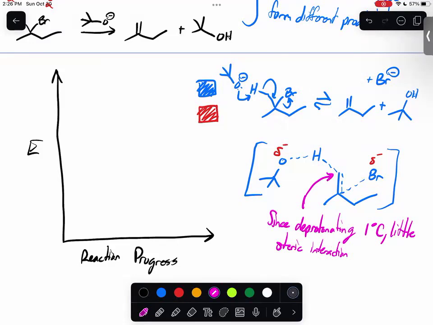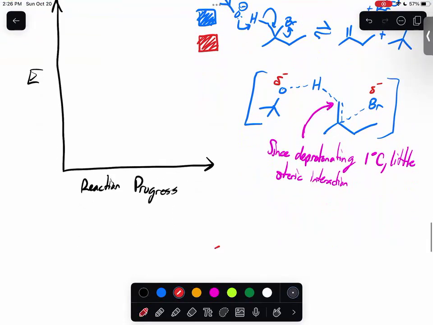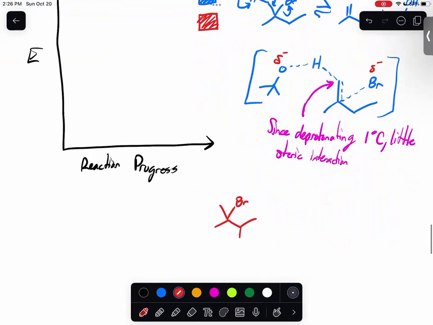Versus if we were to do our red reaction, which is if we tried to take that same bulky base, but instead deprotonate this secondary carbon, which would lead to our technically more stable alkene. What would that look like? Well, we would grab that proton, we'd form the double bond, we'd kick out the bromine, just like we did in the previous one, and we would form that more stable trisubstituted alkene.